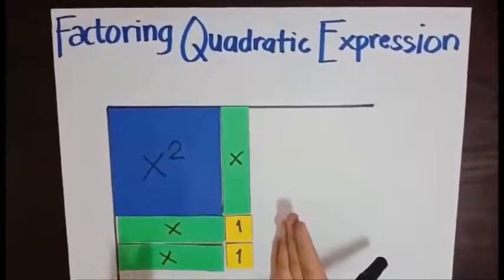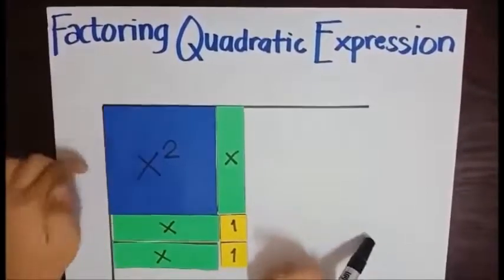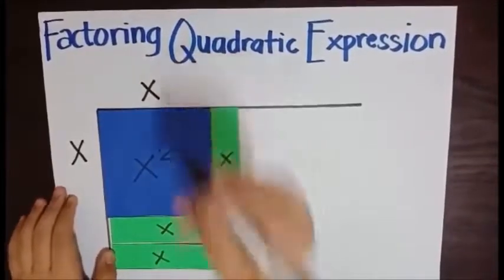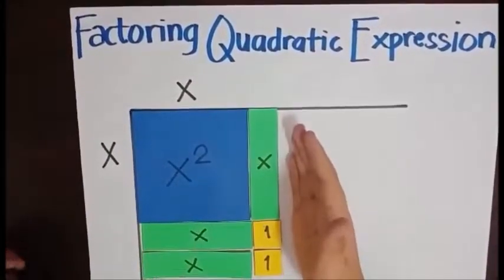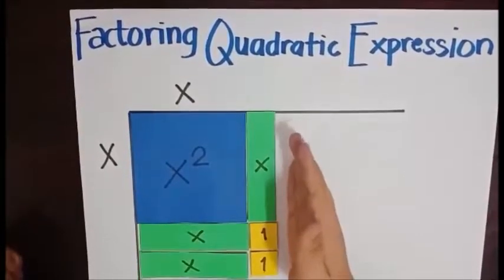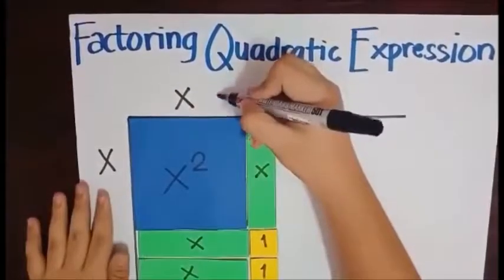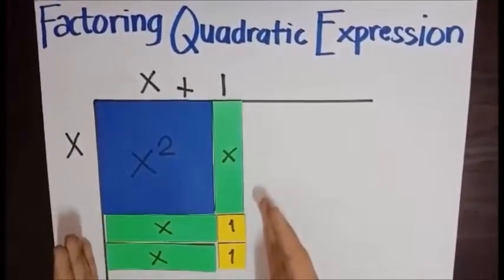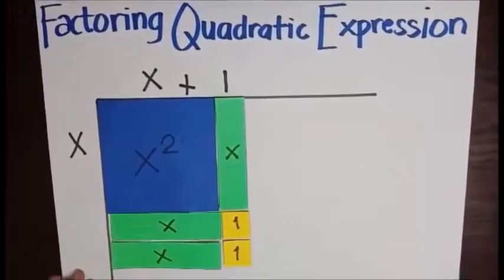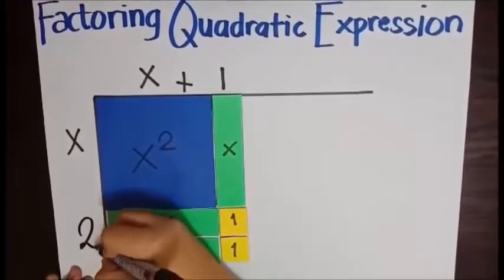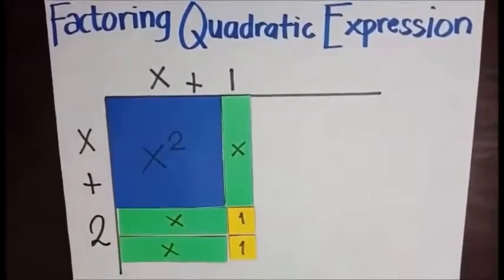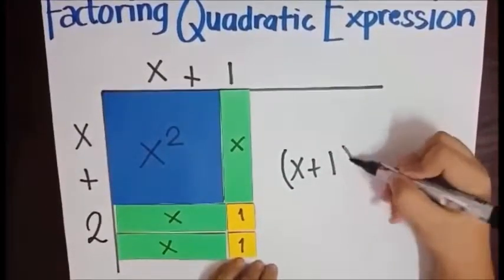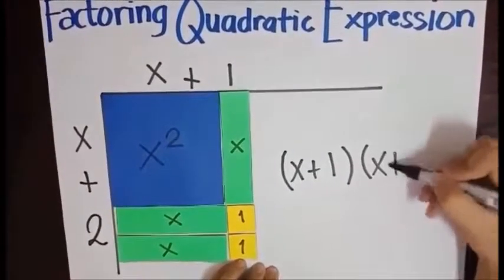First, we will distribute x squared to these sides. Since there is no identical equations to this part, we will just put plus 1. In this part, we can see 2 identical equations. Which leads us to an answer of x plus 1 times x plus 2.